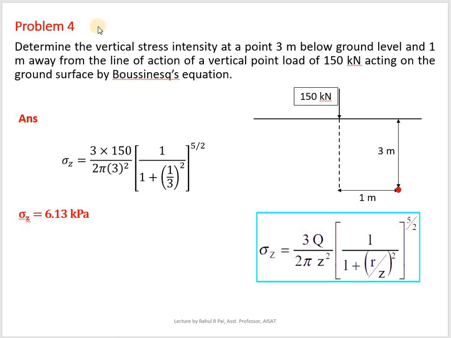The next problem is to determine the vertical stress intensity at a point 3 meters below ground level and 1 meter away from the line of action of a vertical point load of 150 kN acting on the ground surface, by the Boussinesq equation. We already discussed the Boussinesq equation. Sigma z is equal to 3q by 2 pi z square into 1 by (1 plus (r by z) the whole square) the whole raised to 5 by 2. If you take q by z square outside, the remaining term is called the Boussinesq coefficient, or Boussinesq influence factor.